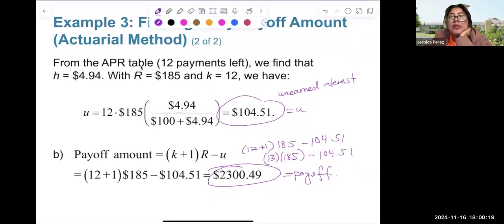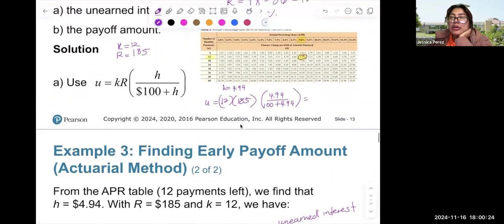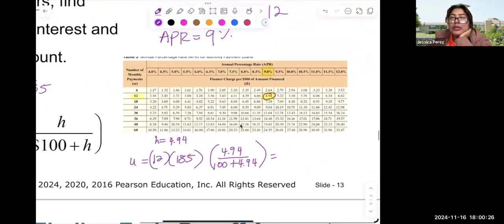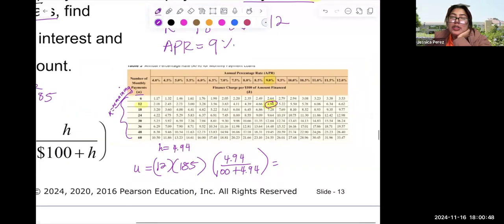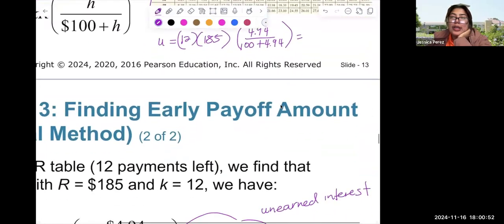So we need to use the APR table to find H. That was the trick for that one. So here's the APR table. Instead of N, it's now going to be K, the remaining payments. And then, of course, on the top will be the APR that is given. H is the finance charge per $100, which was 4.94.